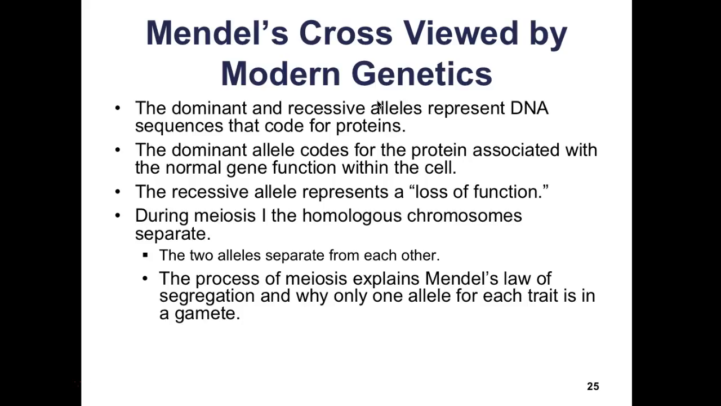Mendel's crosses viewed by modern genetics. The dominant and recessive alleles represent DNA sequences that code for proteins. The dominant alleles code for a protein associated with the normal gene function within the cell. The recessive alleles represent a loss of function. Ultimately, what we see is that during meiosis I, the homologous chromosomes separate. The two alleles separate from each other, and the process of meiosis explains Mendel's law of segregation and why only one allele for each trait is in each gamete.